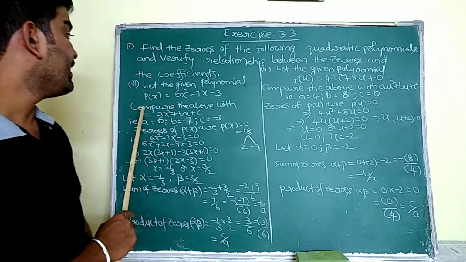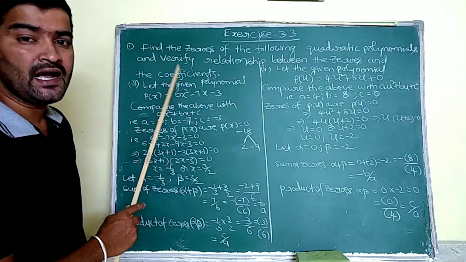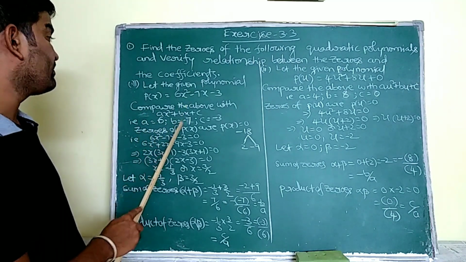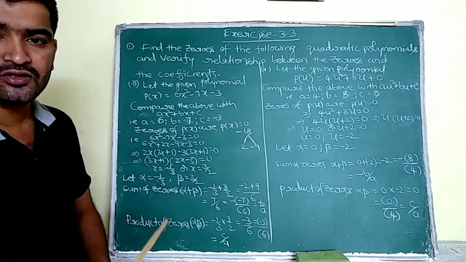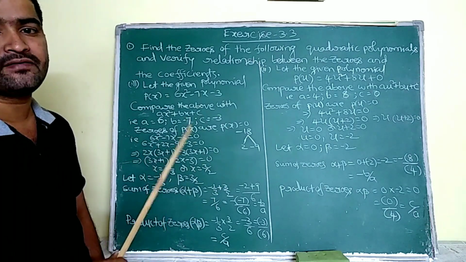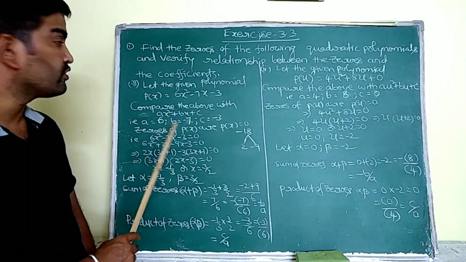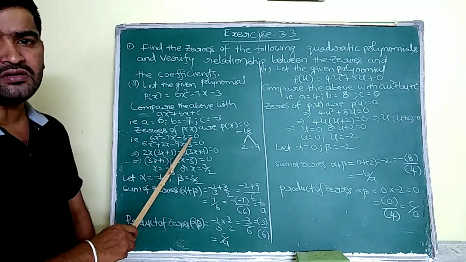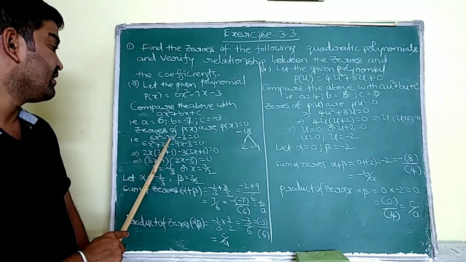Okay, we have to compare this polynomial with again a x square plus b x plus c, and here I am going to write its coefficients: a is equal to 6, b is equal to minus 7, c is equal to minus 3. Now I have to calculate the zeros, because we need to compare them with the coefficients. The zeros of p of x are given by p of x equal to 0. Now 6x square minus 7x minus 3 is equal to 0, I have to write. Now I have to split the middle term.